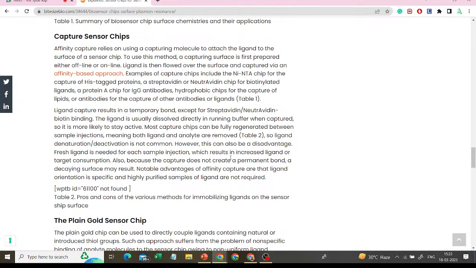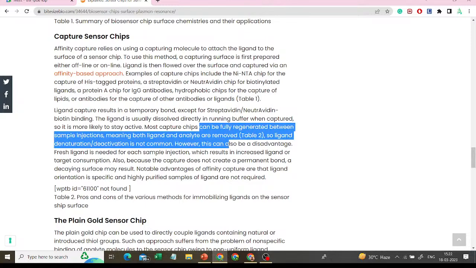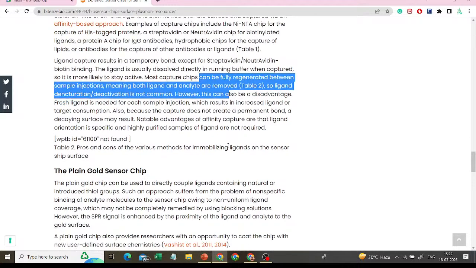So for ligand capture, which is a temporary bond, except for streptavidin or neutravidin binding, the ligand is usually dissolved directly in running buffer. Most capture chips can be fully regenerated between your sample injections and analyte removed. So ligand degeneration or deactivation is not common. So this can also be a disadvantage. So we'll go through this.